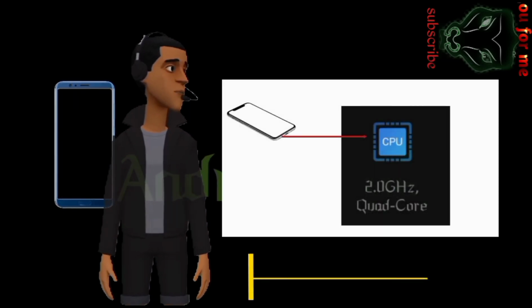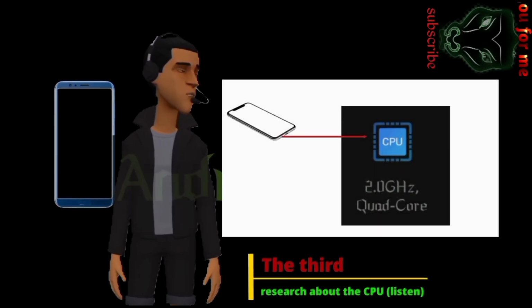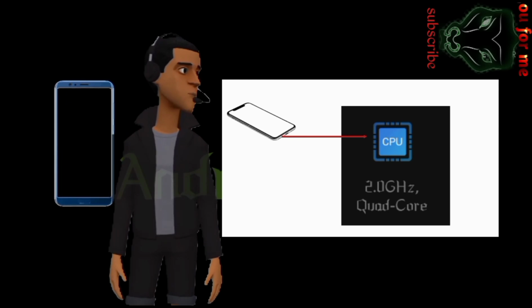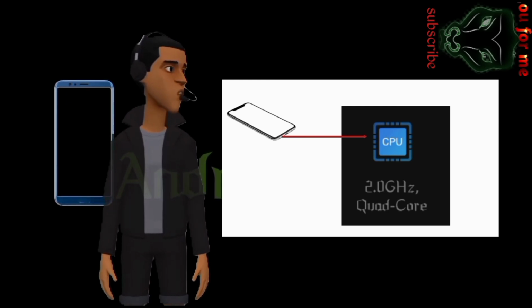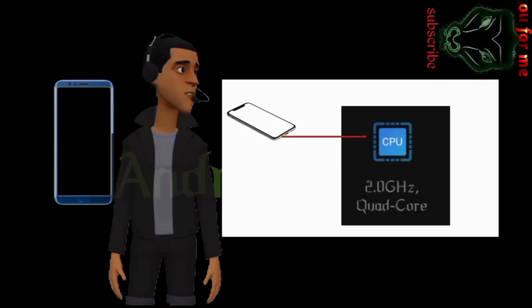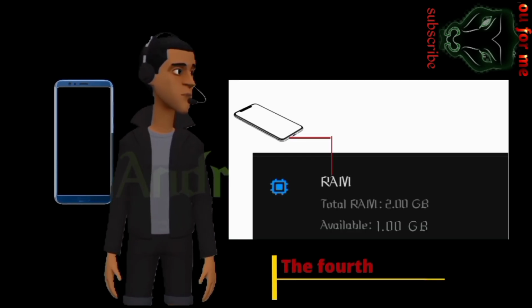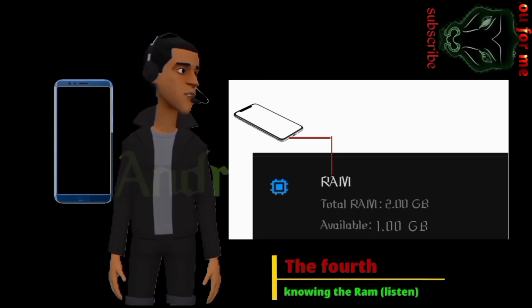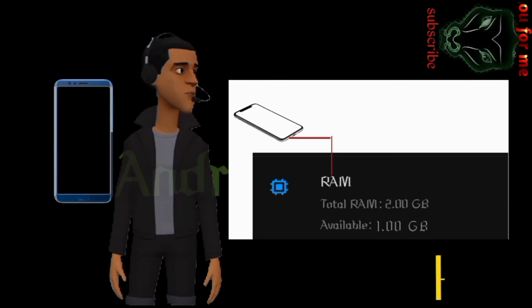The third one, research about the CPU of the Android device you are buying and know the quality of a good, fast CPU for your Android device. The fourth one is knowing the RAM of the Android phone device you are buying.